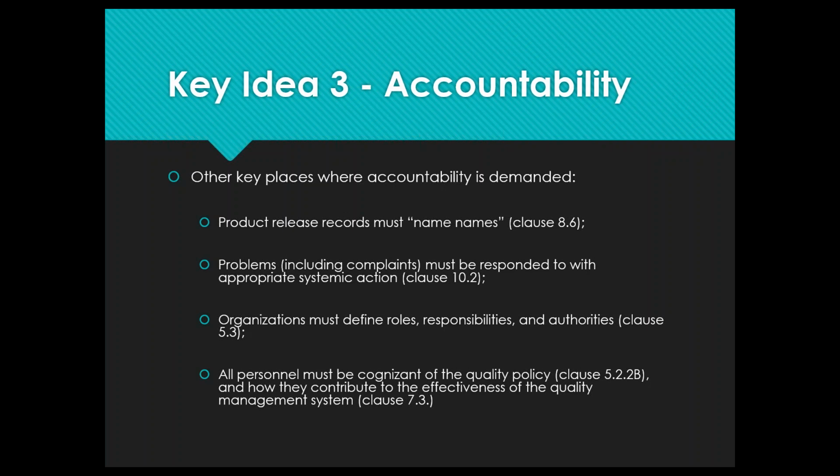The organization is required to define roles, responsibilities, and authorities. That's in Section 5.3. And everybody is supposed to be aware of the quality policy and how they contribute to the effectiveness of the system. And those requirements are rooted in Section 5.2 and Section 7.3, respectively.